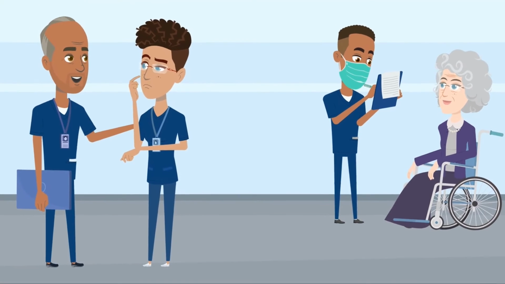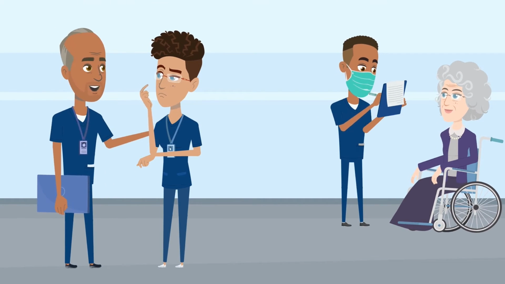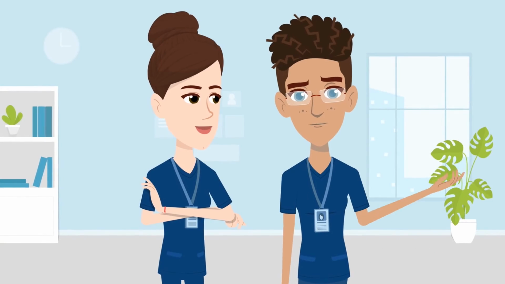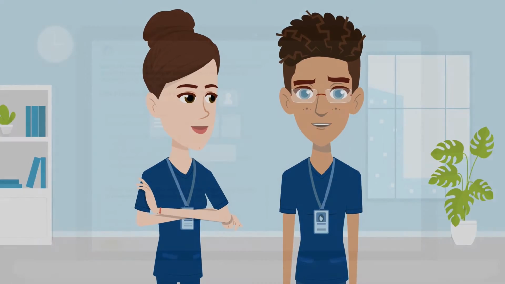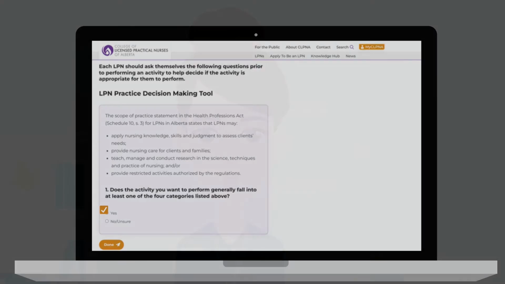A few weeks later, Blair has been asked to participate in the annual immunization program. This hasn't been part of their role in any previous settings. Blair asks for Maria's help in going through the decision-making tool. I think we can go through the first few questions pretty quickly. For question 1, immunizations fit under applying nursing knowledge and providing nursing care. So that's a yes to that one.